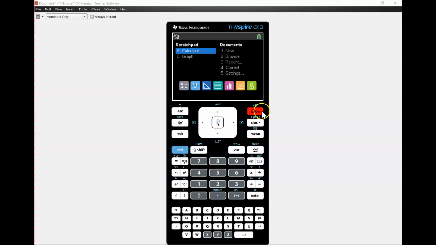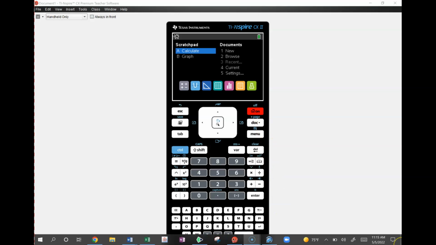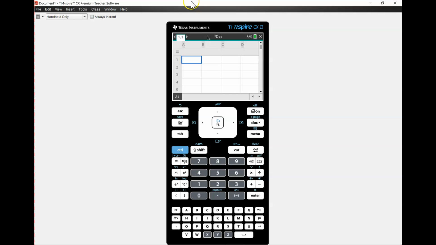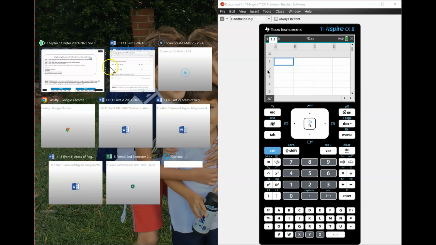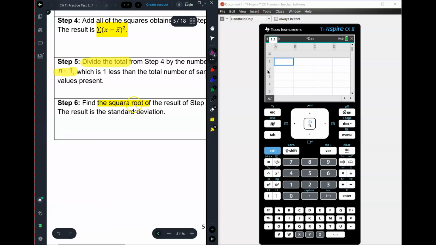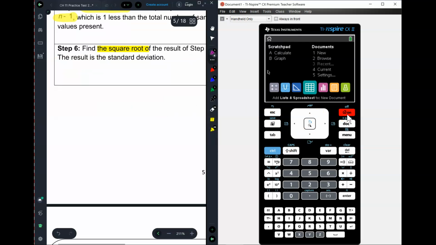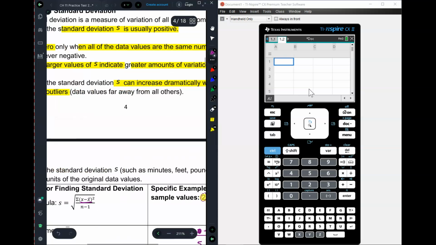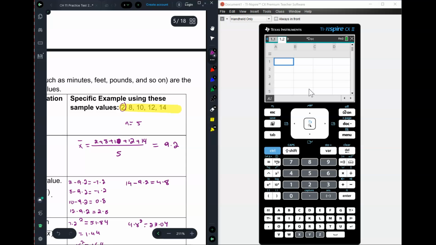Right, press the red on button here to get to this screen. And then select the spreadsheets here. In here, you're going to put in your data. Okay, now let's just start with this same one of the 5, right? So let's go 2, enter, 8, enter, 10, and so on.